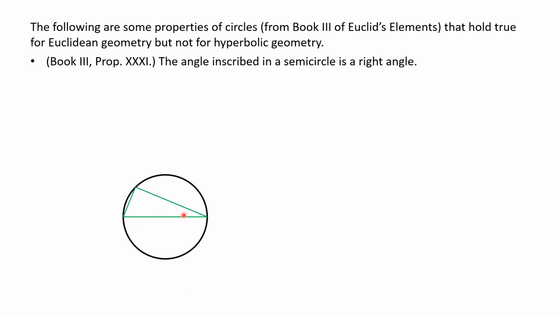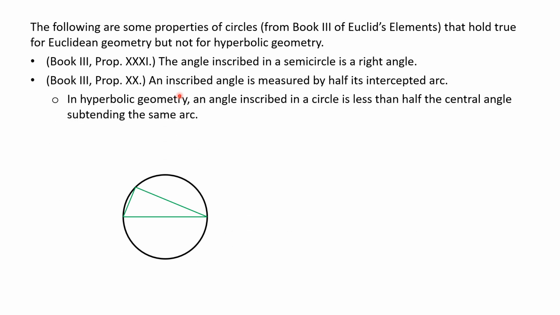So if you have a diameter and then you pick any point on the circle and you connect the 2 endpoints of the diameter to that point, then this angle in here that I'm pointing to is always 90 degrees in Euclidean geometry. This is not true in hyperbolic geometry. We'll see in the next slide that I'll prove this angle is acute, less than 90 degrees in hyperbolic geometry.